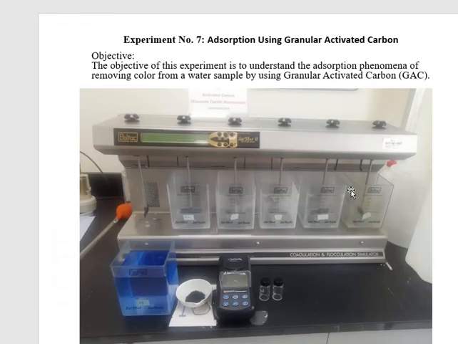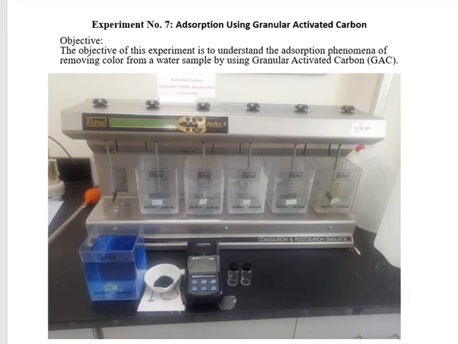So in the experiment, as I discussed, we will use activated carbon. This is the activated carbon. We will use a sample of wastewater having some color. We will use the colorimeter to measure the color. These are the keywords for collecting the sample from the solution. So this is the material and everything which we will use in our experiment.